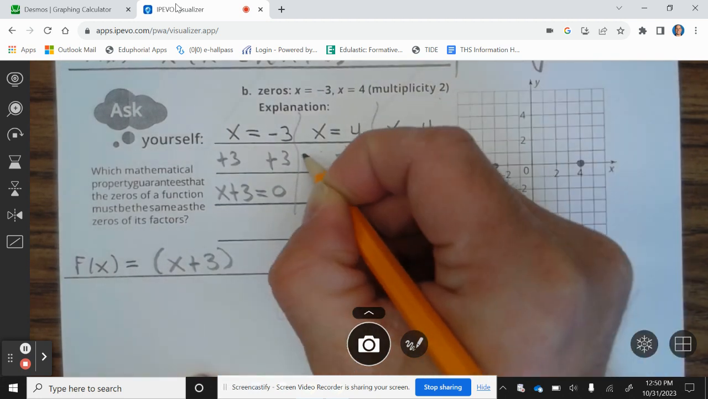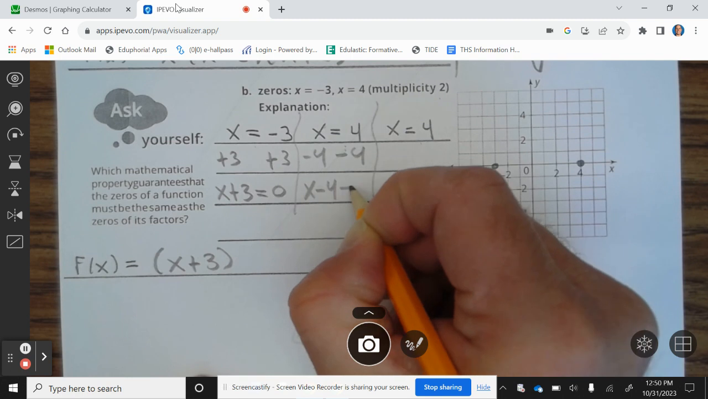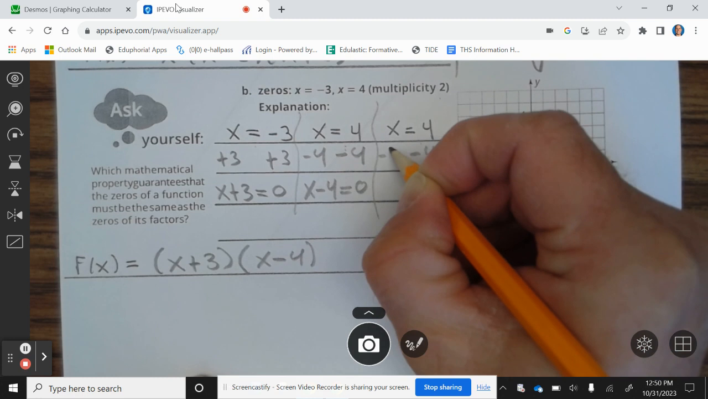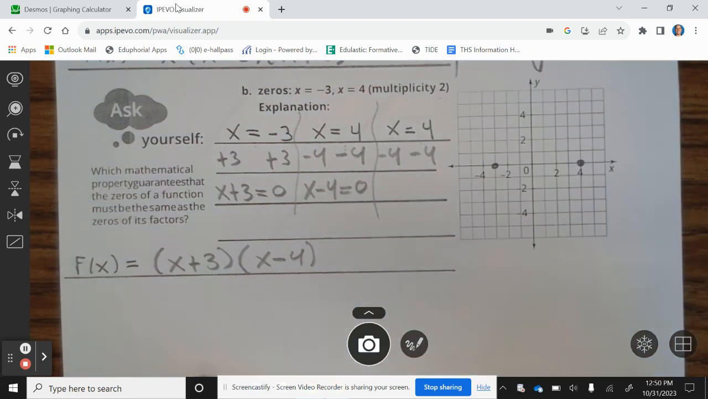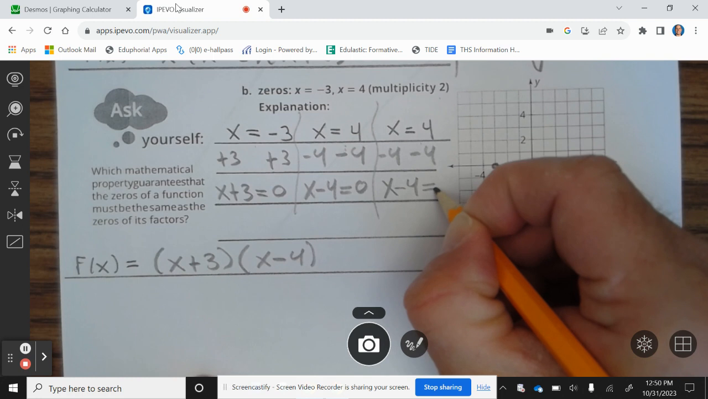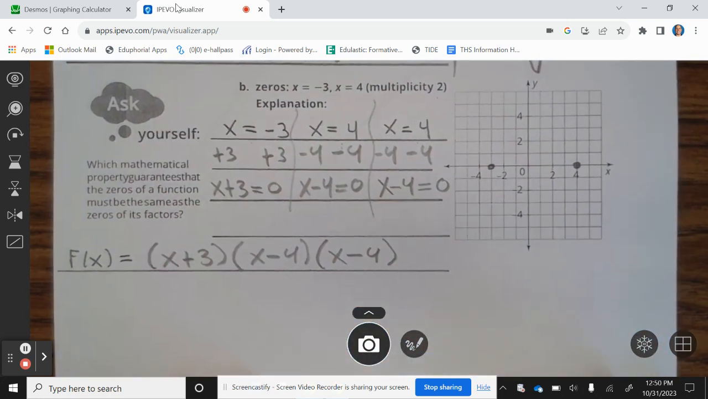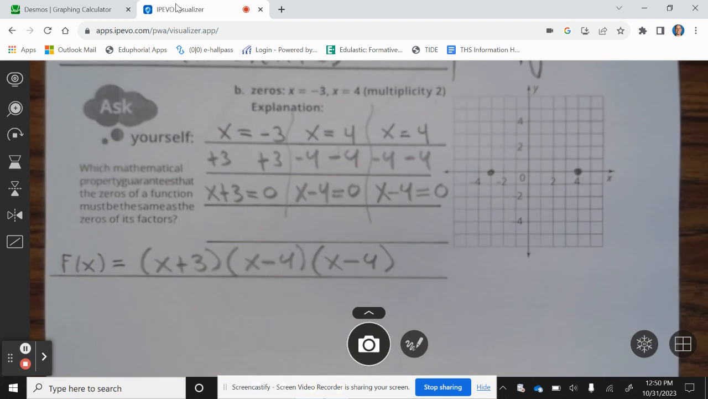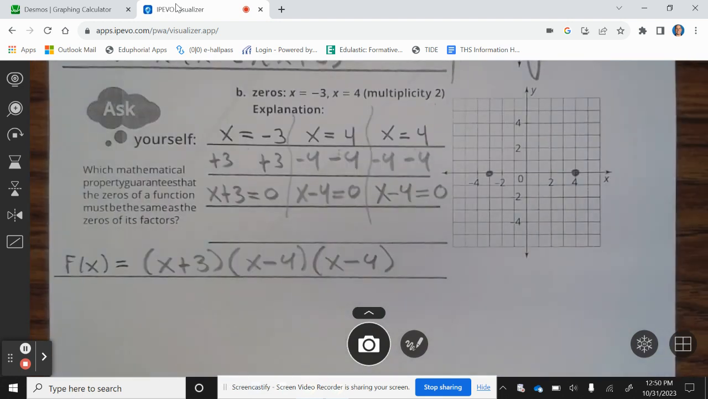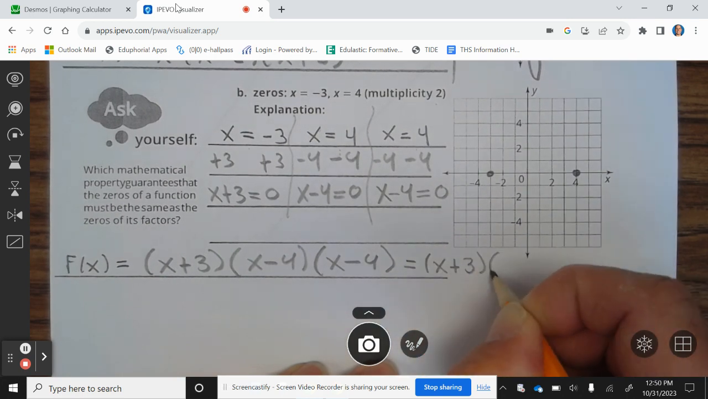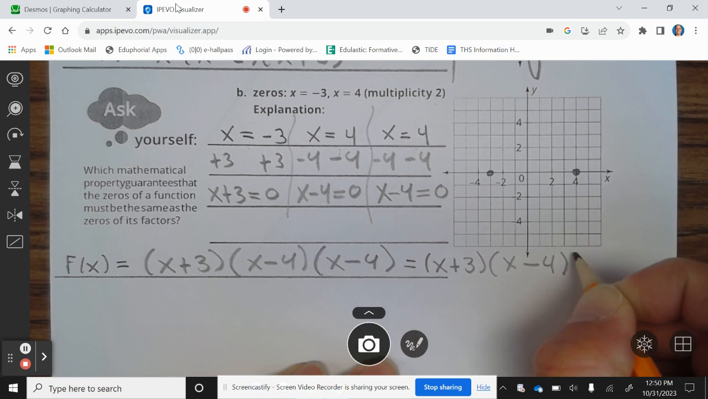I'm going to subtract 4 from both sides. You get x minus 4 equal to 0. So it's x minus 4. Subtract 4 from both sides. So then that's x minus 4 equal to 0. Okay, so your function is f of x equals x plus 3 times x minus 4 times x minus 4, which can be written as x plus 3 times x minus 4 squared.